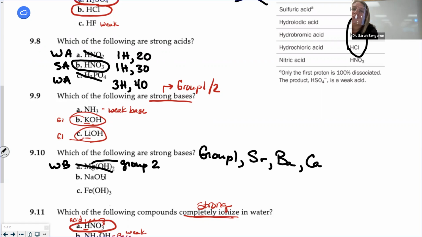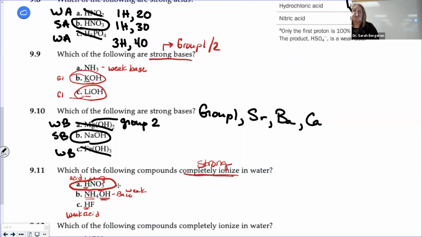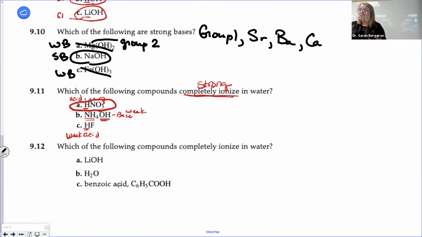NaOH is in what group? Group 1. So is it strong or weak? Strong, strong base. So this one is a strong base. Fe(OH)3 is weak. Pretty, not so bad, right? If you know the rules, it's not so bad.